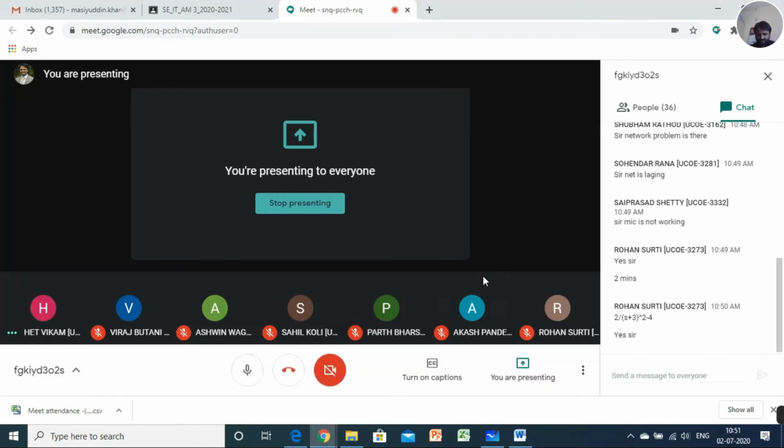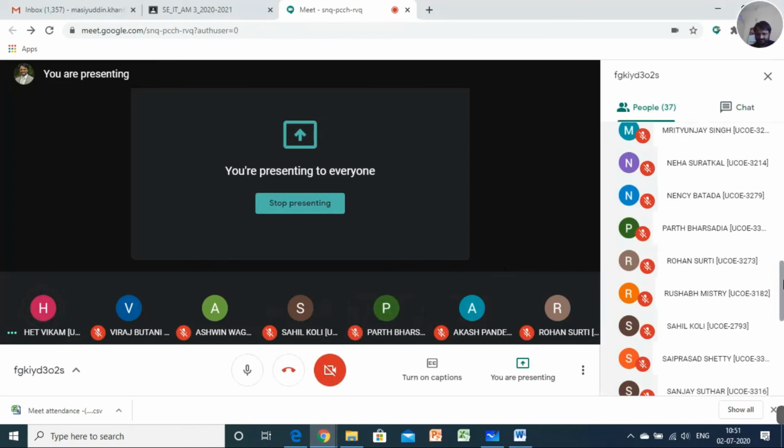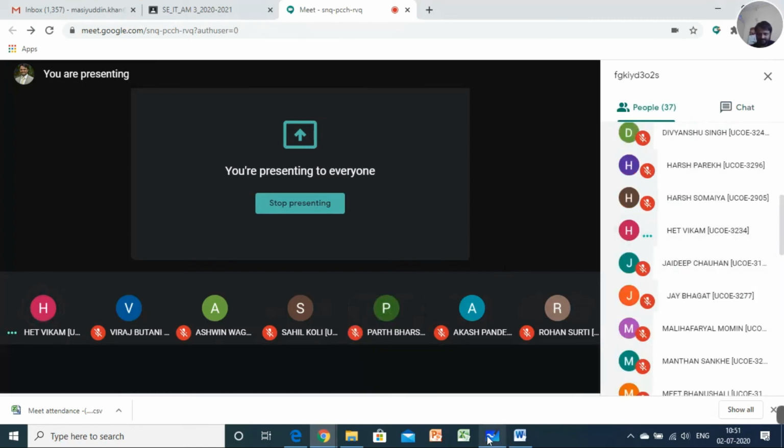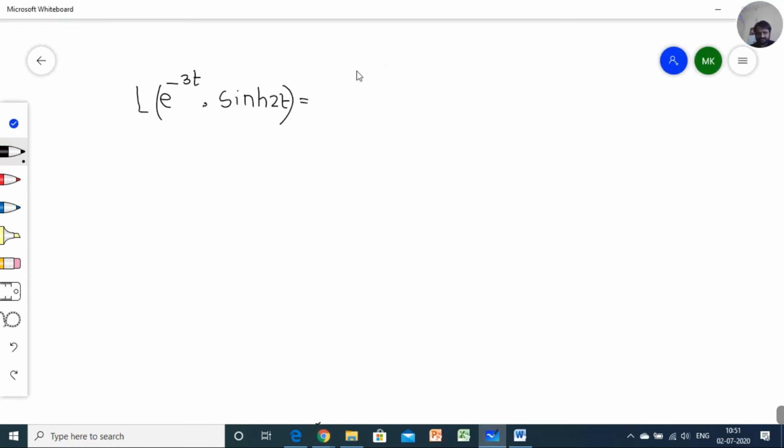Whoever's mic is on, please switch off. Okay, so the answer is 2/((s+3) raised to power 2 minus 4), because first we take the Laplace transform of sine hyperbolic of 2t, which is 2/(s² minus 4). Later on e raised to minus 3t is given, so we apply, wherever there is s, the rule you have learned, the first shifting theorem.